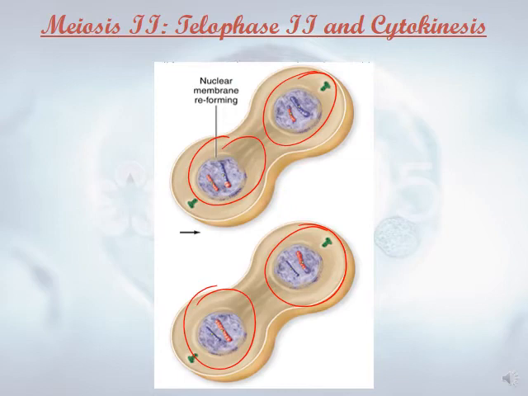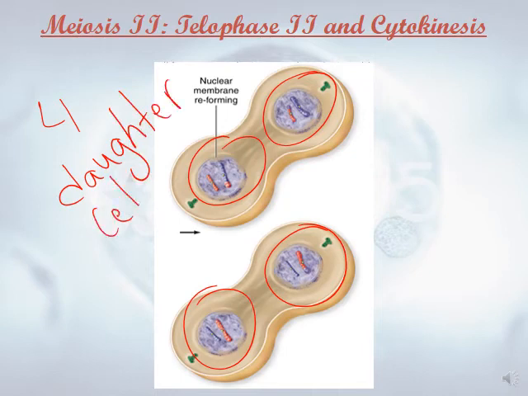Nuclear membranes start to form around each side, the spindle fibers disintegrate, and the asters go back to the centrosome state. So the result here is 4 daughter cells, and this is an important difference between mitosis and meiosis. We have 4 daughter cells.